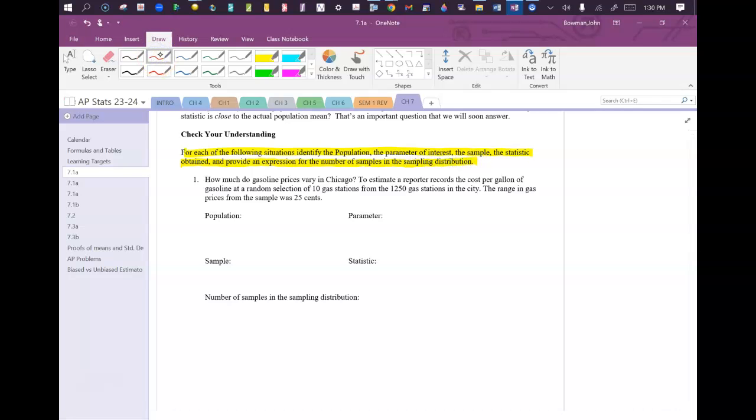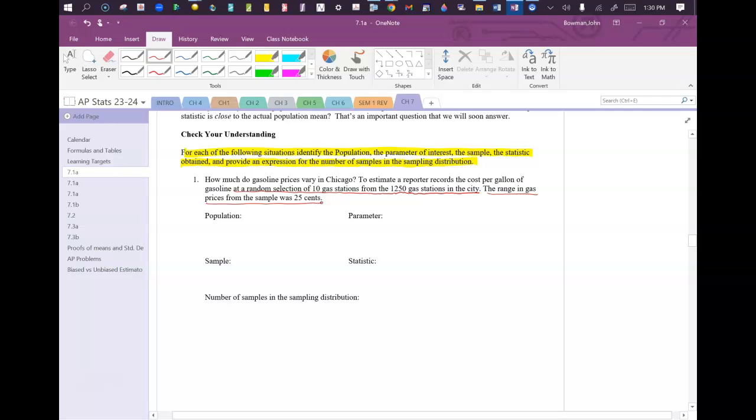Okay, how much do gasoline prices vary in Chicago? To estimate, a reporter records the cost per gallon of gasoline at a random selection of 10 gas stations from the 1,250 gas stations in the city. The range in gas prices from the sample was 25 cents.